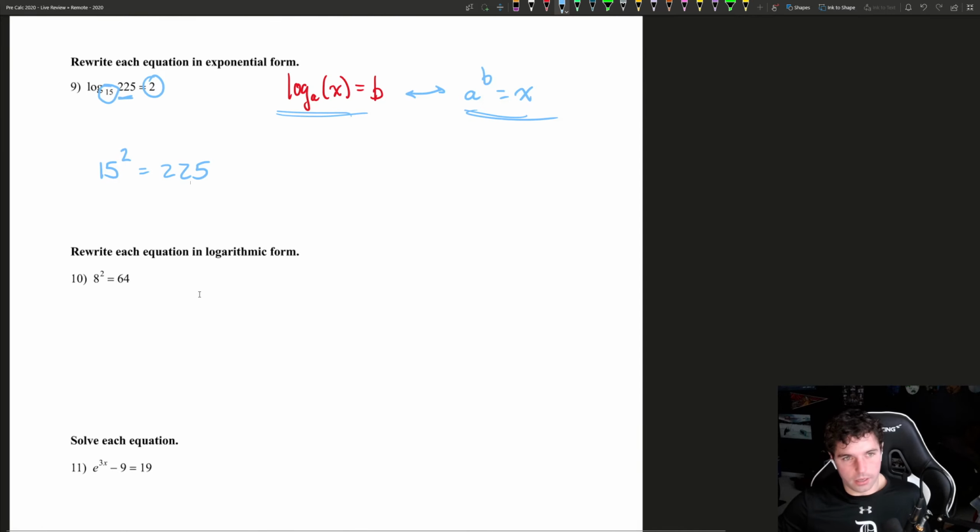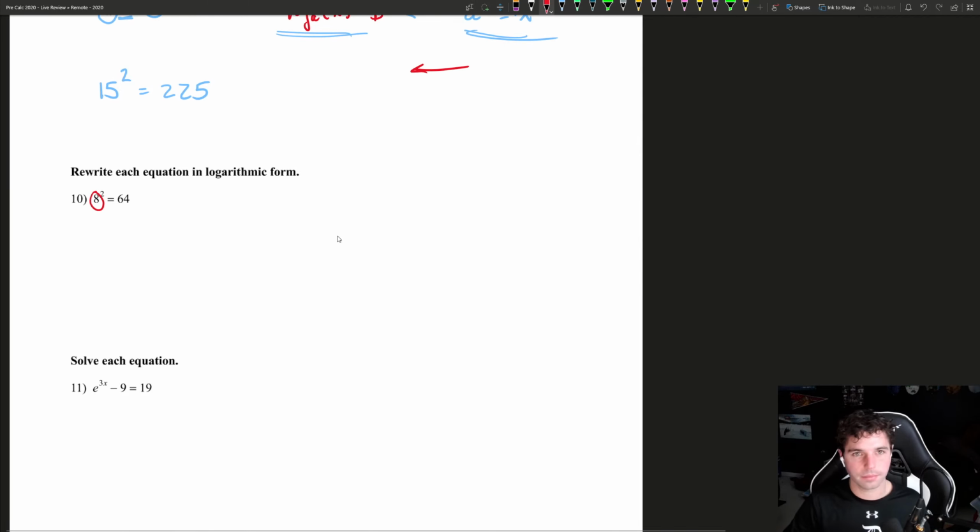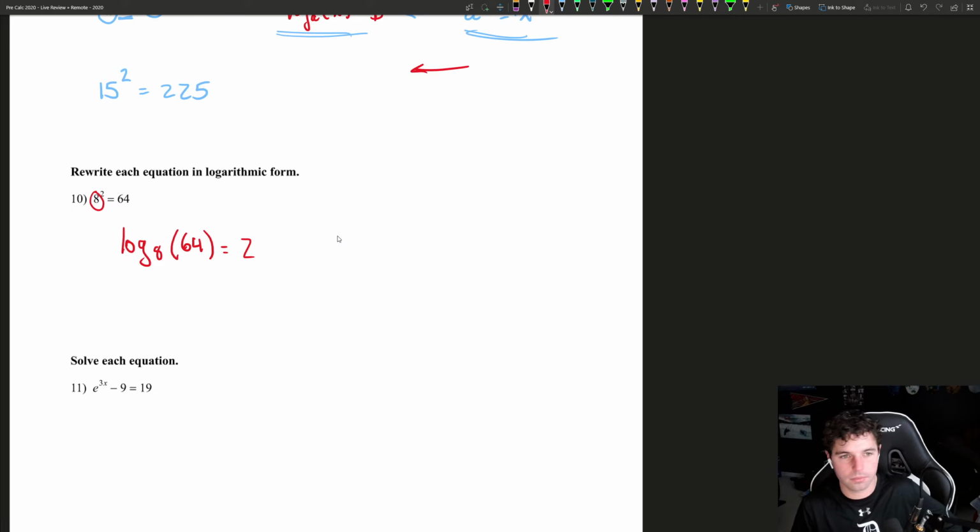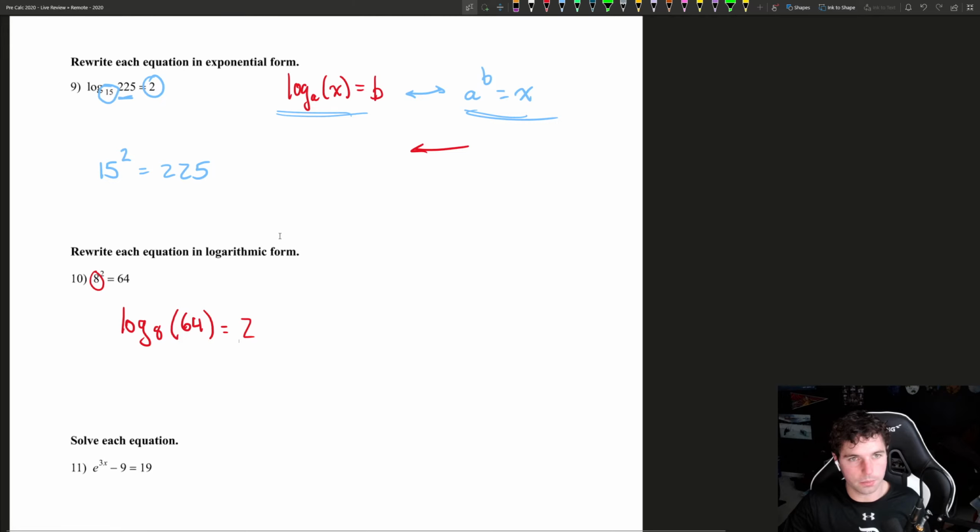And then we're working the opposite way in number 10. So we're working right to left now instead of left to right. So 8 is our base. So we have log base 8. 64 is what's inside. And then 2 is on the right-hand side. So again, 8 to some power is 64. That power is 2. So number 9 and number 10 should be fairly easy and straightforward problems, so long as you know this thing right here.